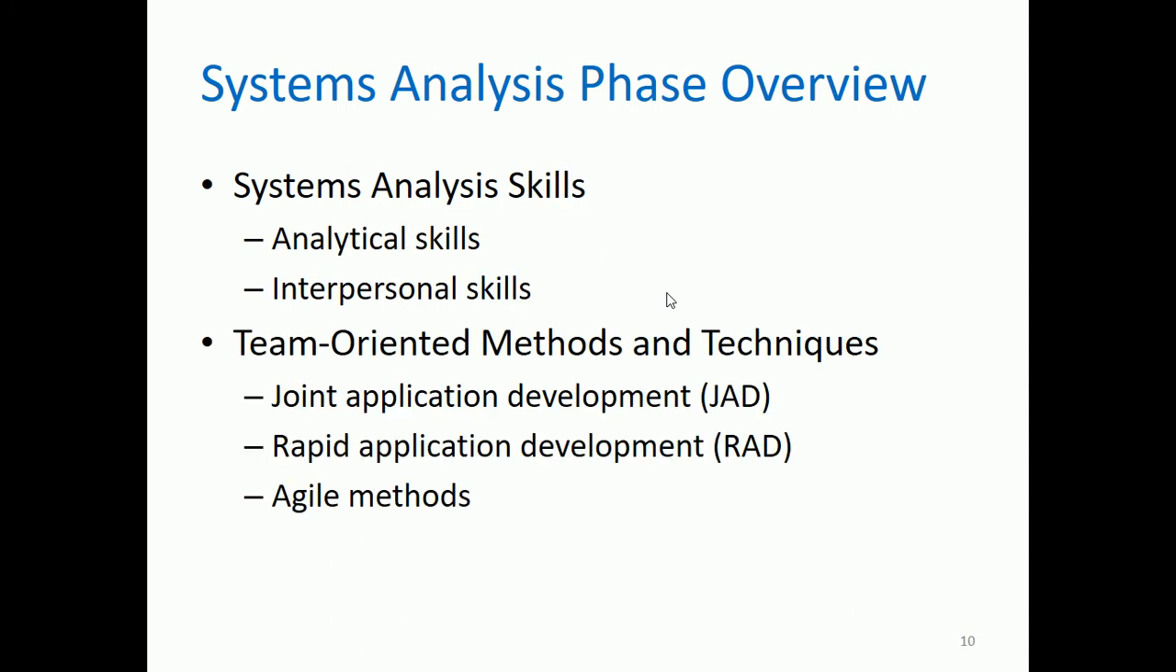What are the systems analysis skills that are needed for this phase? First, we have analytical skills, because you will need to analyze the business processes and then convert them into a diagram. Then you have to identify where the problem occurs in this diagram, and then you're going to create another diagram that describes the solution for the problem that you have identified.